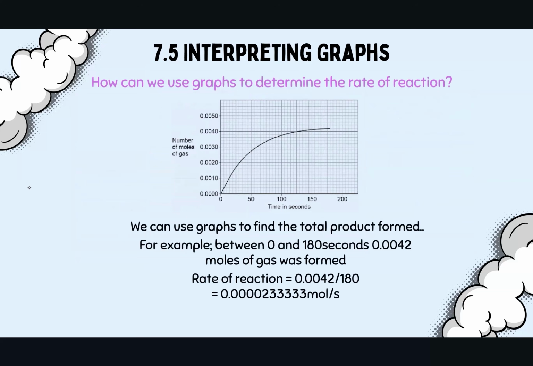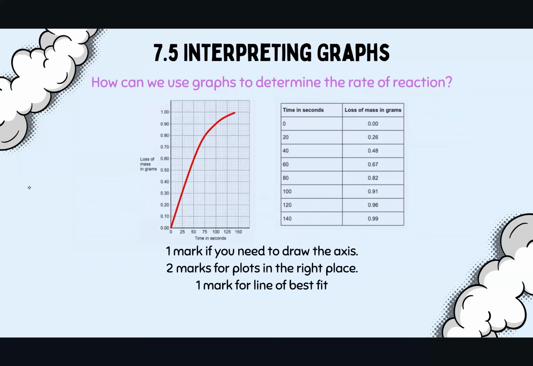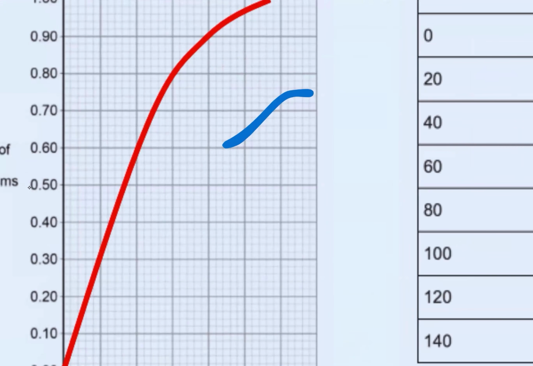Okay, how can we use graphs to determine the rate of reaction? Let's use this example. Now, this is a plotting graph example, but I'm just going to use this example to find out what the rate of reaction is.